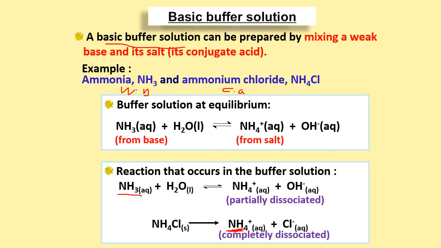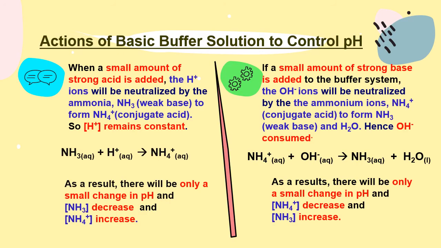And then since the ammonia is partially dissociated, the concentration of ammonia is high as well. So meaning that when strong acid is added, it will react with ammonia. When strong base is added, it will react with the conjugate acid ammonium. So let's check the explanation for this buffer solution. This is the explanation for the action of basic buffer solution to control pH.